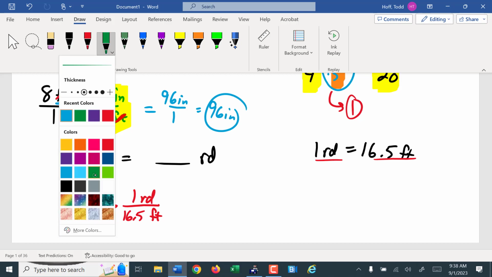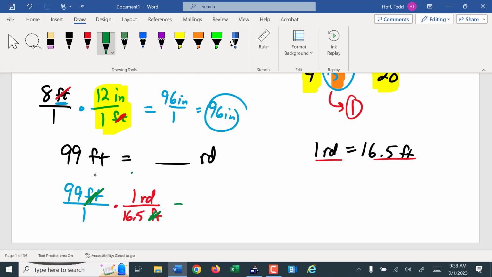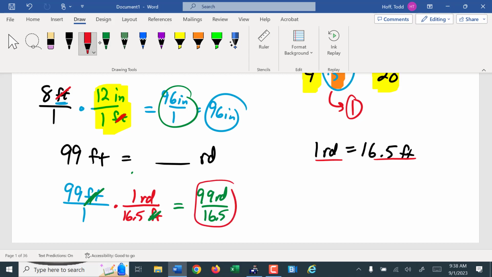The feet are going to cancel out, as we said. On top, we have 99 times 1 rod, which is 99 rods. On bottom, 1 times 16.5 is 16.5. Now up here it was over 1, so we didn't have to do anything. Down here, it's 99 rods over 16.5. So we have to go ahead and divide that out. 99 rods divided by 16.5 is 6 rods. Perfect.